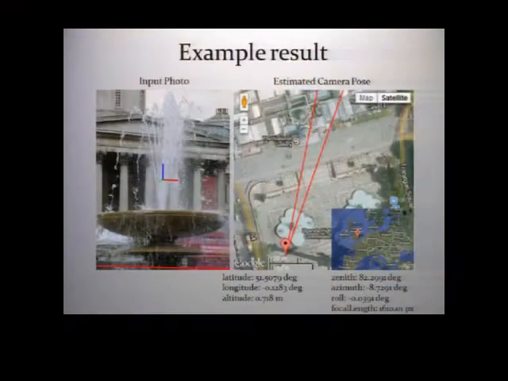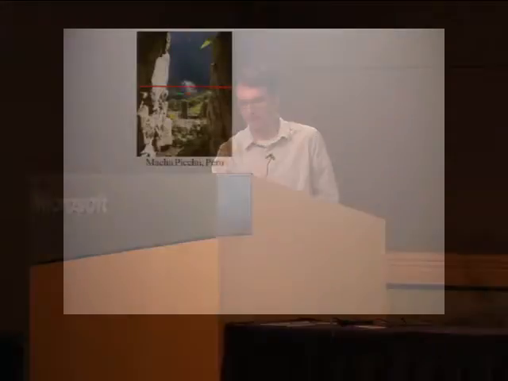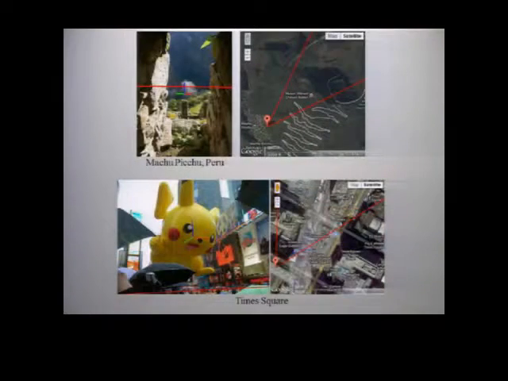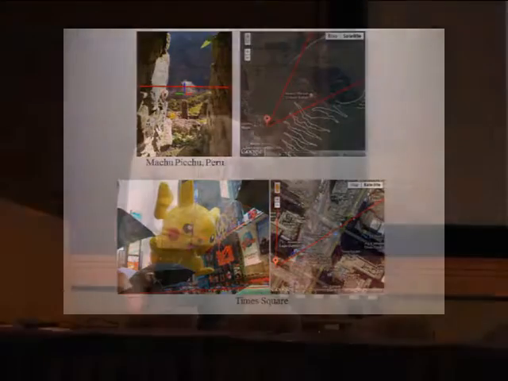We also solve for other things. We even get the focal length of the camera and radial distortion parameters of the lens. We solve for all that as part of this geometry-based recognition process. Works well for some outdoor scenes. Here's Machu Picchu. Can work for complicated and messy and noisy scenes. Here's an example in Times Square where we recognize the place despite a big Pikachu in the scene.